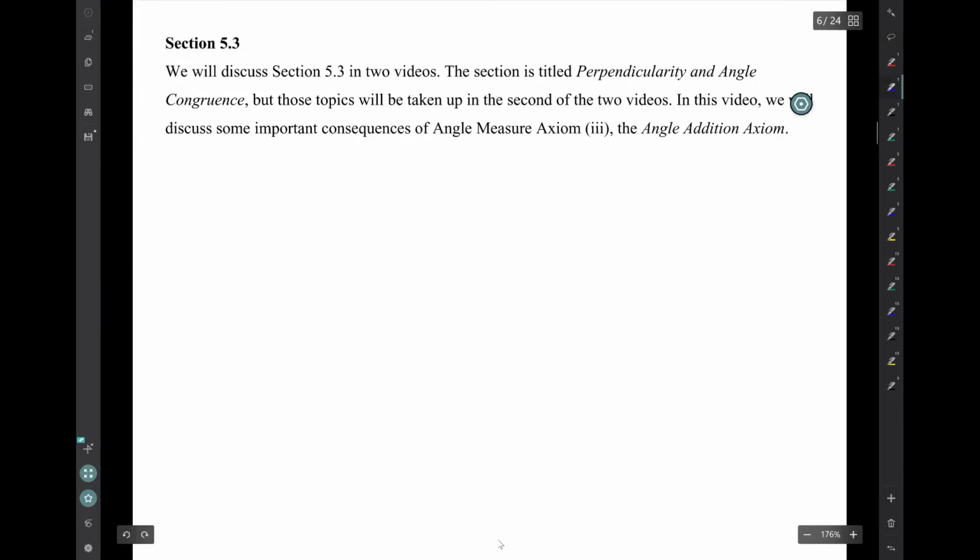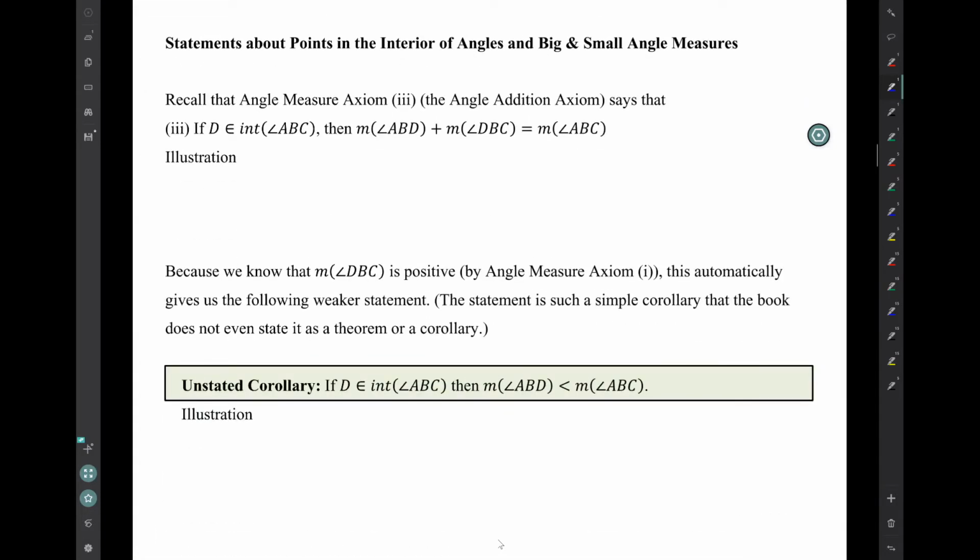Now I'll discuss section 5.3 in two videos. The section is titled Perpendicularity and Angle Congruence, but those topics will be taken up in the second of the two videos. In this video, we'll discuss some important consequences of angle measure axiom 3, the angle addition axiom. First I'm going to talk about statements about points in the interior of angles and big and small angle measures. Recall that angle measure axiom 3 says that if D is in the interior of angle ABC, then those angles add up in that sense.